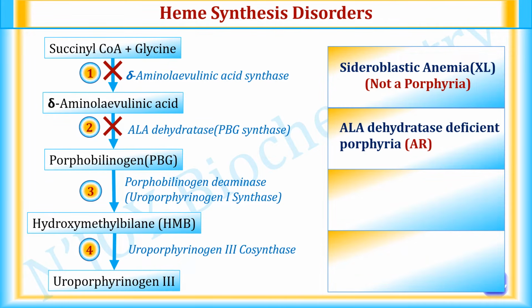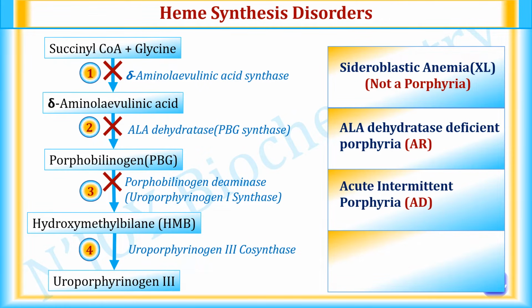Second enzyme defect leads to ALA dehydratase deficient porphyria. It is due to defect in the enzyme ALA dehydratase. In this condition, delta ALA is not converted into porphobilinogen, so there will be increased accumulation of delta ALA, and this is responsible for neuropsychiatric symptoms and abdominal pain in the condition of ALA dehydratase deficient porphyria.